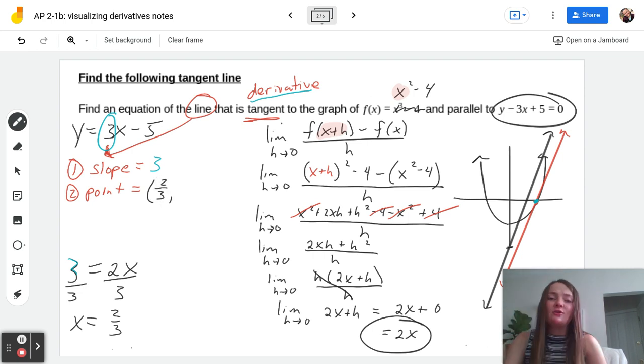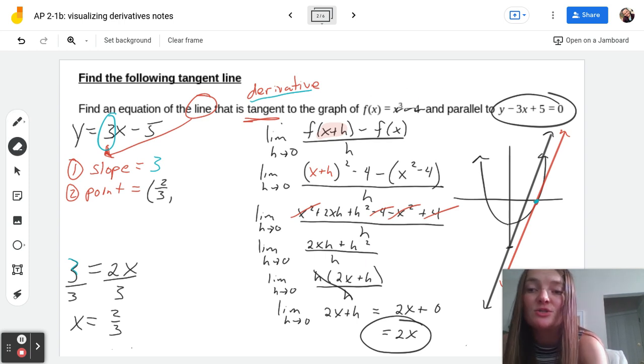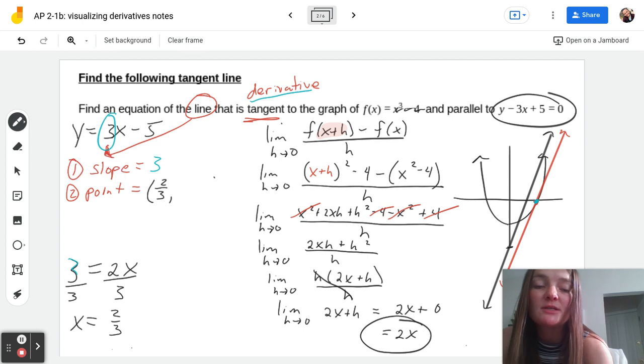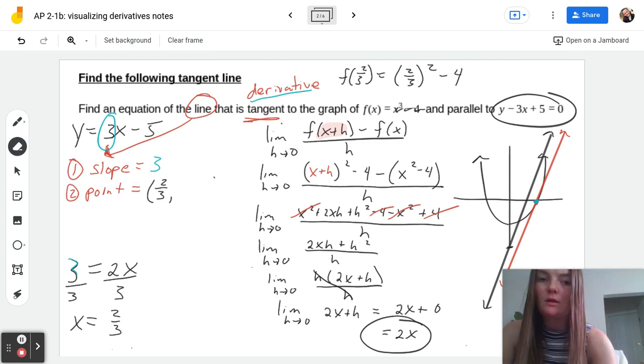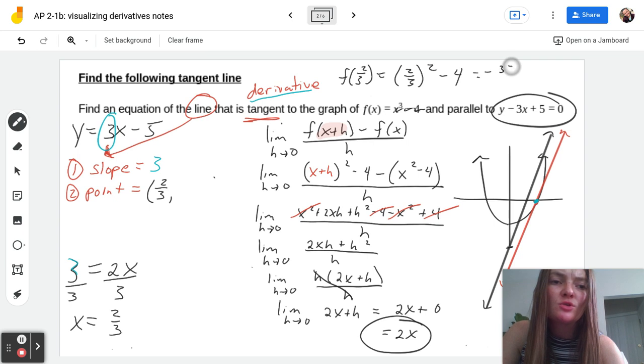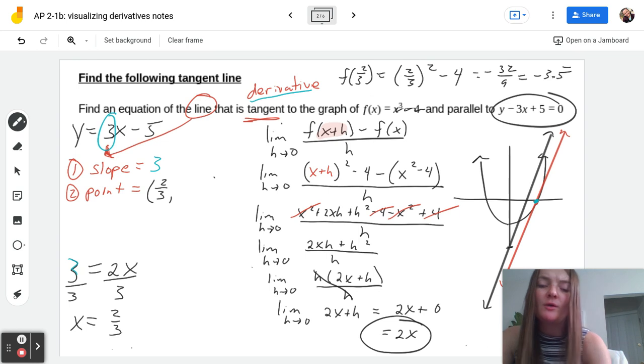Okay, to find my other point, I'm going to plug it back into the function. So I'm going to go ahead and do that there. In order to find the other point, I'm just going to plug in f of 2 over 3. So f of 2 over 3 is going to be 2 over 3 squared minus 4. So what you're going to end up getting there is going to be negative 32 over 9, which is about negative 3.5. Okay, so our other point here is going to be negative 32 over 9.